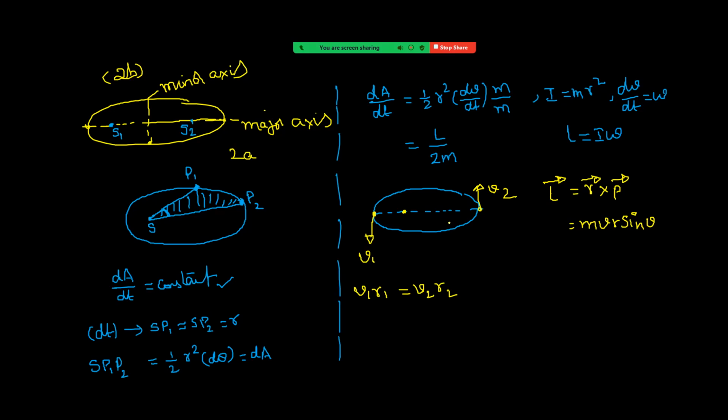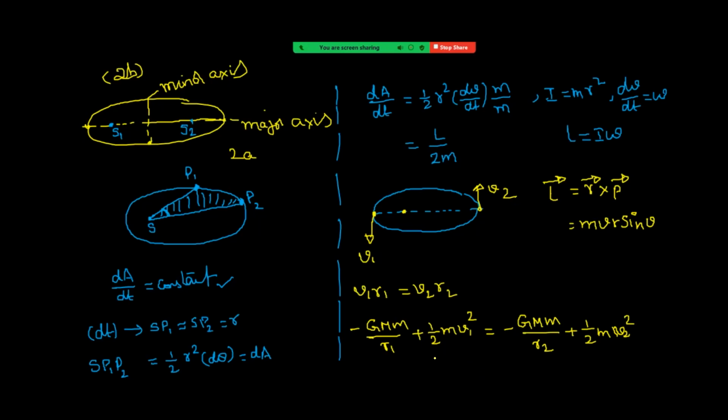Okay. Now, since gravity is a conservative force, we can write conservation of mechanical energy. That means potential energy equal to minus G M m by R1, where M is the mass of the sun and small m is the mass of the planet, separation is R1, plus kinetic energy half m v1 square. That is equal to, when separation is maximum, potential energy minus G M m by R2 plus kinetic energy, half m v2 square.